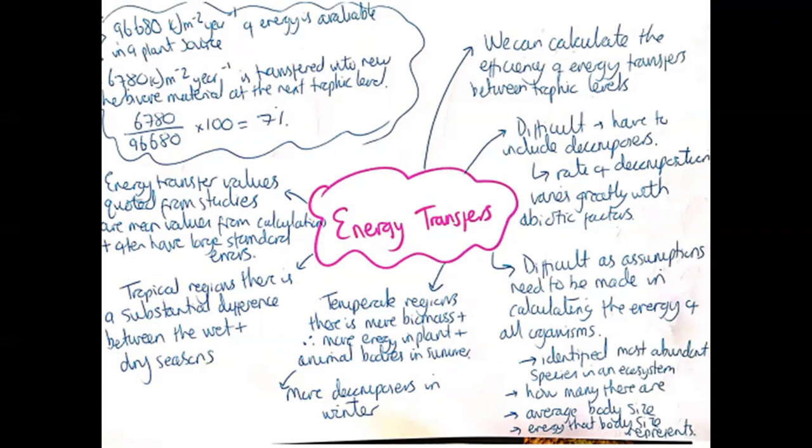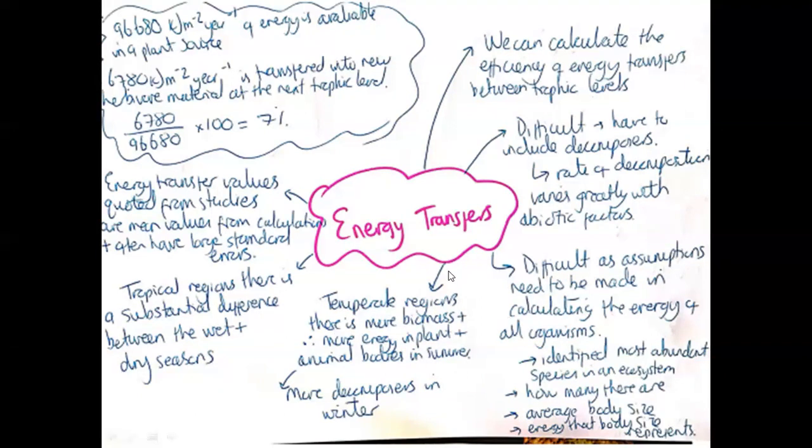For example, there's more biomass and more energy in the plants and animal bodies in the summer. So in the summer, there's more light, so the plants can photosynthesize more, so they've got a larger biomass, it's passed on through. And then there can be more decomposers in the winter. So because you've got this wet, dark, damp change in your weather, suddenly the decomposers come up. And so in those temperate regions, your energy transfers can be completely different. Your efficiencies are going to be completely different, possibly depending on the season.